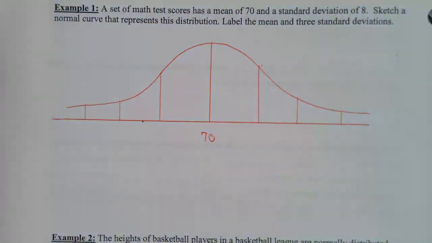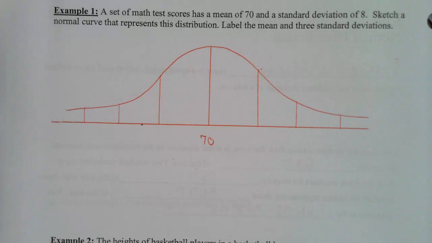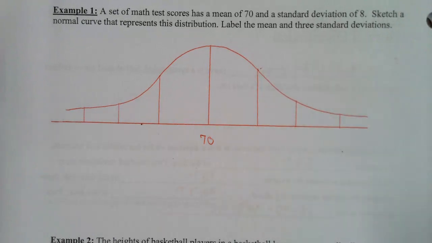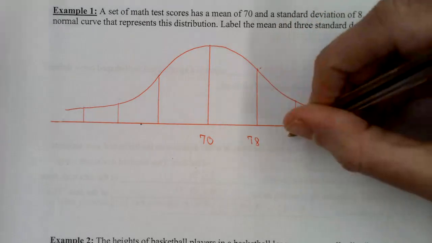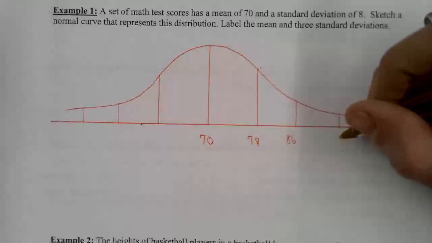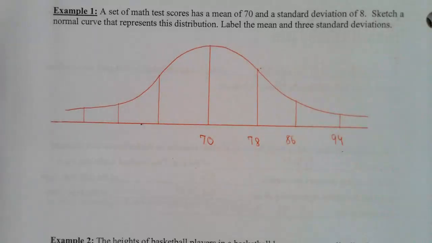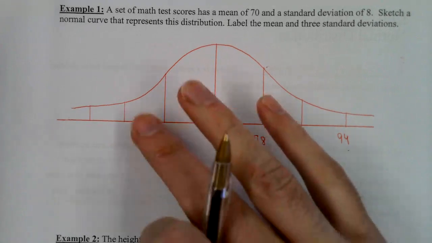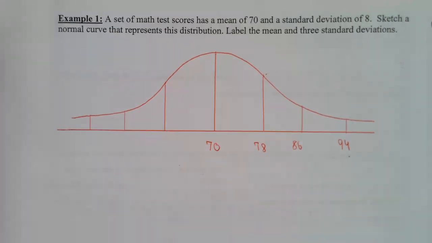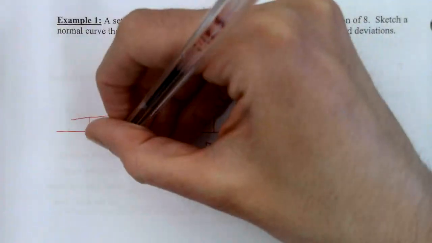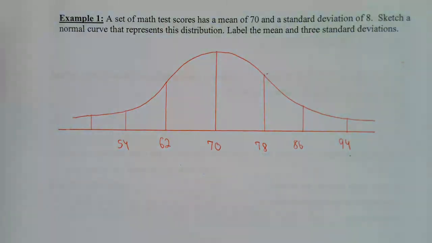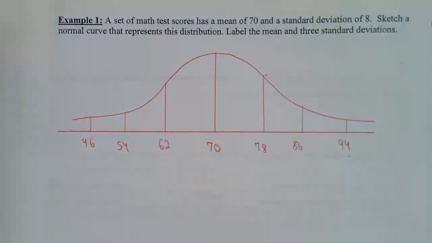The standard deviation is 8, so I'm going to add 3 standard deviations. If I do 70 plus 8, that gives me 78. Plus 8 again gives me 86. Plus 8 again gives me 94. And then let's subtract 8 on each side. Subtract 8, that'll give me 62. Subtract 8, that'll give me 54. Subtract 8 again, that'll give me 46. So this class did not do very good on the test. Anytime you have an average on a test of 70, it's not a good sign.